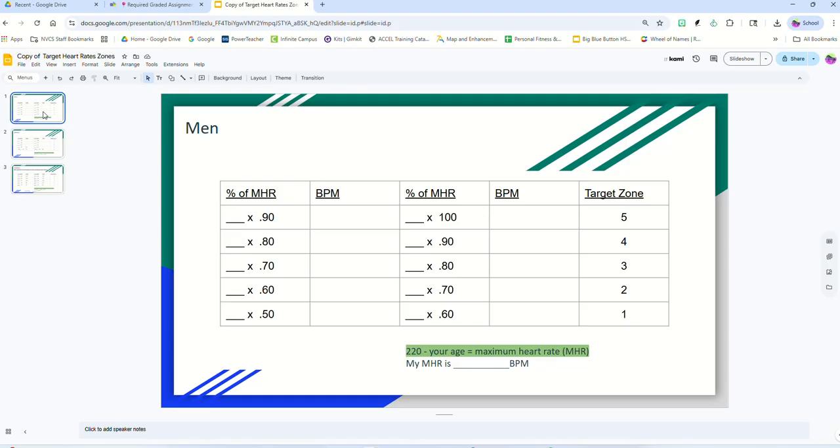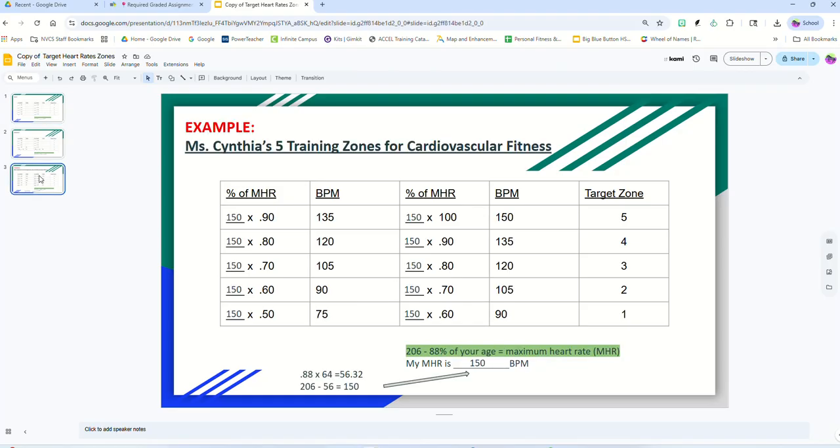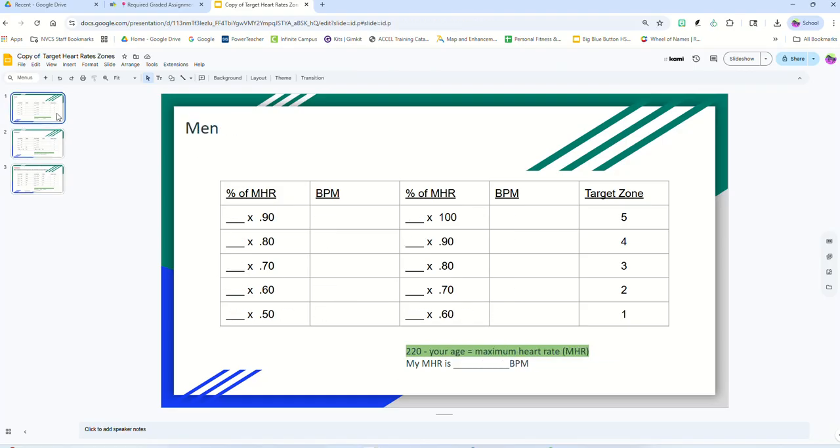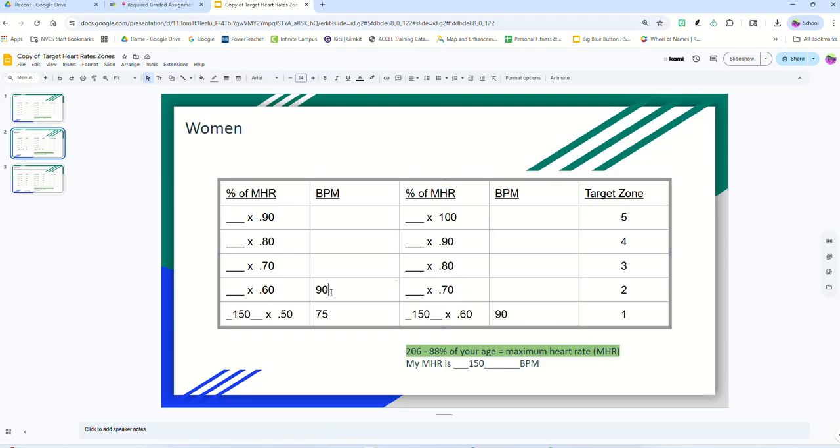When you have completed your slide, you're only going to upload that one slide. You'll get rid of Miss Cynthia's example and get rid of the 1 or 2 that do not apply to you. For purposes here, I am going to start with the female slide because it's a little more difficult just because of the calculations. So I'm going to get rid of this for right now. First off, we need to find out what our maximum heart rate is.